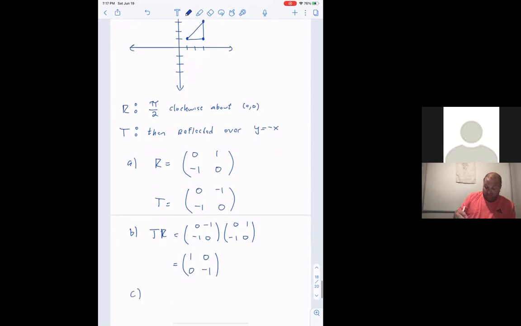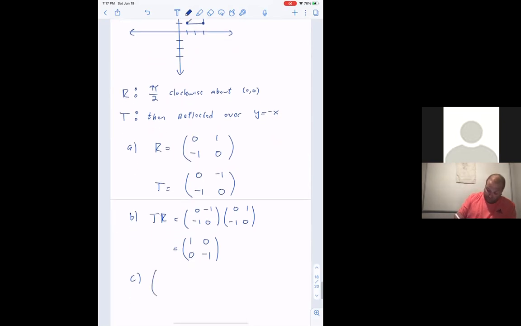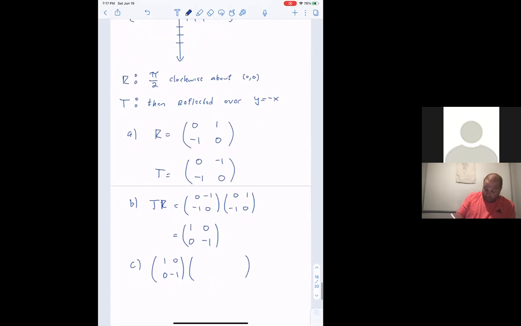So C, find the image of the triangle after both transformations. No problem. I will take my overall transformation matrix and apply it to my 3 points, 1, 1, 3, 1, and 3, 3. So what do I get when I do this? I get 1, negative 1. I get 3, negative 1. I get 3, negative 3.